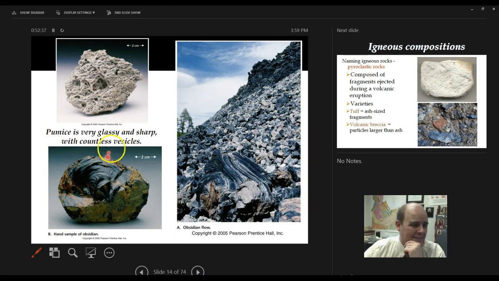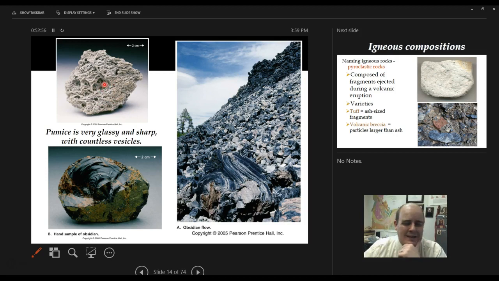Here's that glassy texture. If we have some that are so glassy, we have to call that pumice. And some of you ladies use this sometimes to scrape the dead skin off your elbows or your knees and stuff like that, because it's a good abrasive, right? And then there's this glass, which is basically volcanic glass.